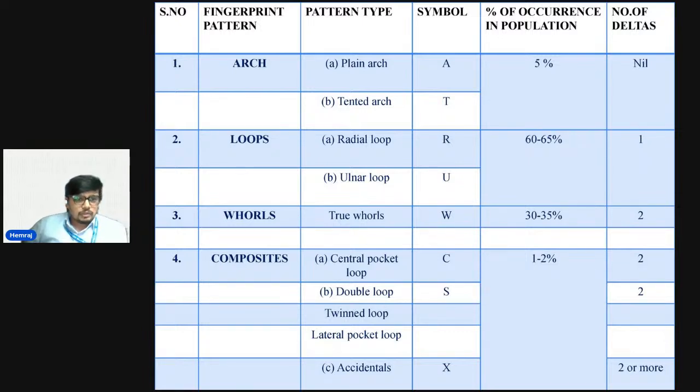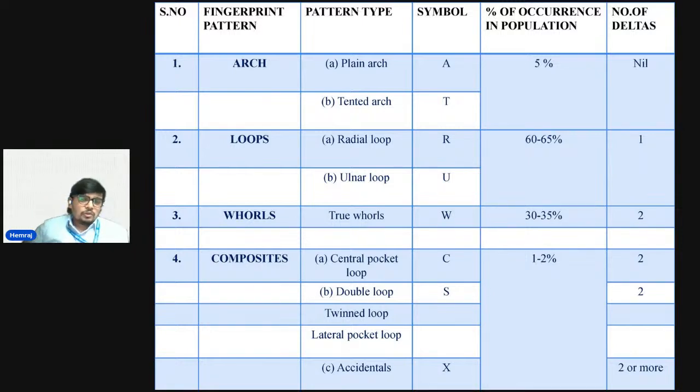These are classes of fingerprints. One is arch, and loop, and there can be two types of loop, radial loop and ulnar loop. Arch can be of two types, plain arch and tented arch. Then whirl, and then composite can be central pocket loop, double loop, twin loop, lateral pocket. All these are types of fingerprint.